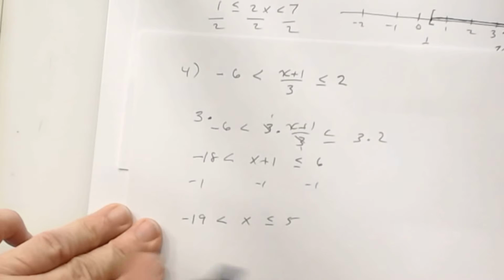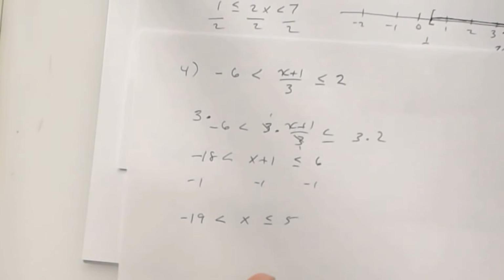that's between what 2 numbers? And then on my math lab it's going to ask you something like this. Not including what? Negative 19, because there's no equal sign, but including what? 5, because of the equal sign.